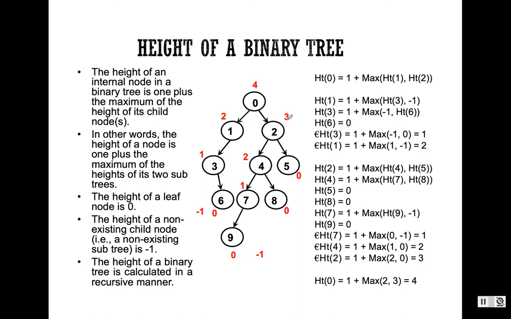Okay, so for example, if we want to find the height of node 2, we have to know the height of node 4 and node 5. So if we already know the height of node 4 and 5, we can calculate the height of node 2. Okay, so same for node 4. If we know the height of 7 and 8, we can know the height of node 4.